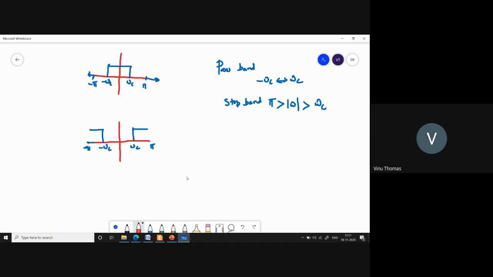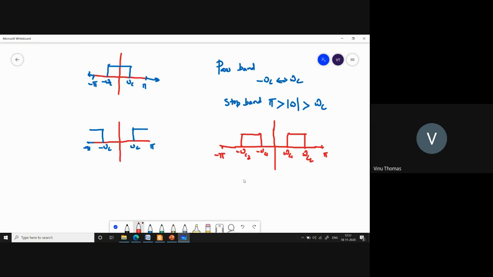Likewise, what would be a band pass filter? I draw my band pass filter here. My band pass filter would be from a cutoff frequency omega c1 to a cutoff frequency omega c2, both of which are less than pi radian. So this is pi radian. Since it's a real filter, you will have a symmetric magnitude response. So this is minus omega c1, this is minus omega c2, and this is minus pi. So this is your band pass filter.